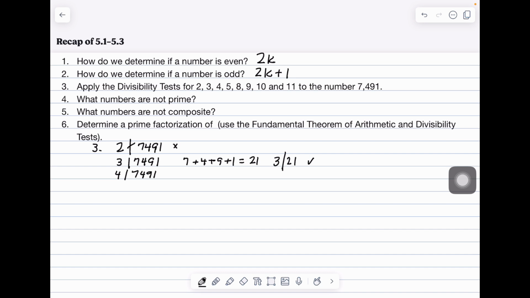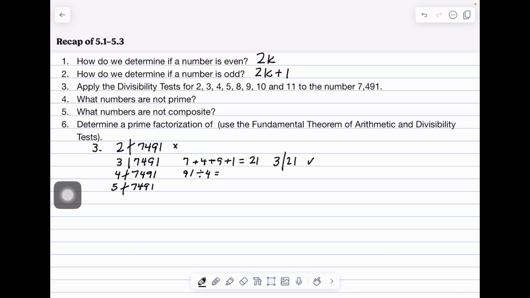Next test is for 4. So if I want to test divisibility by 4, I look at the number 91. So I make a 2-digit number out of the last 2 digits and see if that's divisible by 4 without remainder. And that is not the case. All right. So 91 gives us a remainder when we divide by 4. So this cannot be divisible. 5 is pretty easy. You just look at the last digit. We have a 1. To be divisible by 5, it has to be a 0 or a 5.